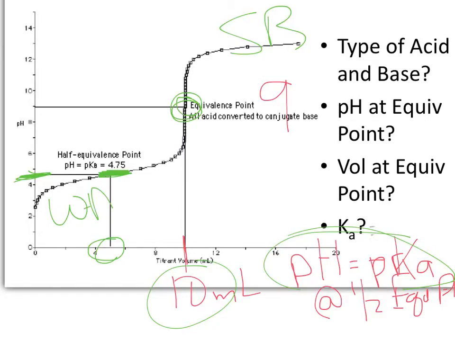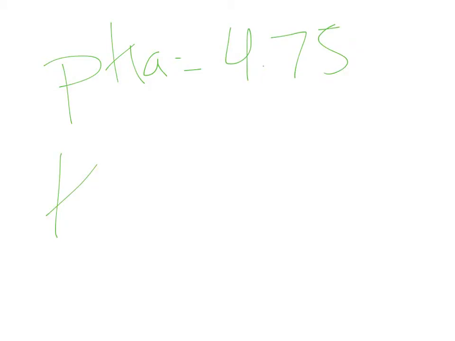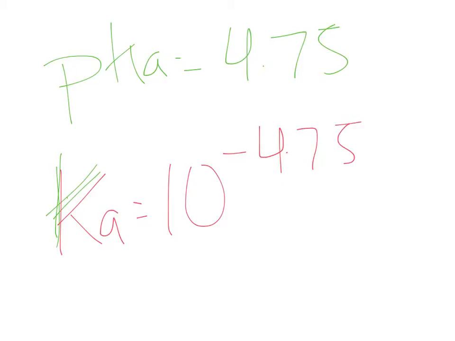But what was the question? Well, that's interesting. If I know the pKa is equal to 4.75, how do I get the Ka? Ka is the inverse log of the negative 4.75, which would give me something. Do you see the difference there? Yes.